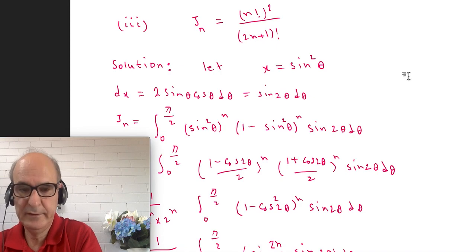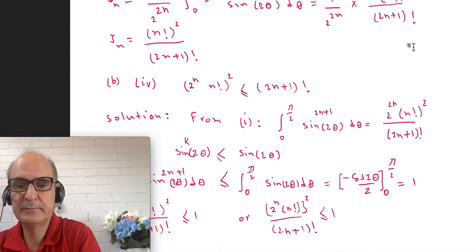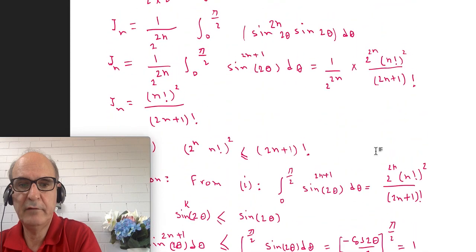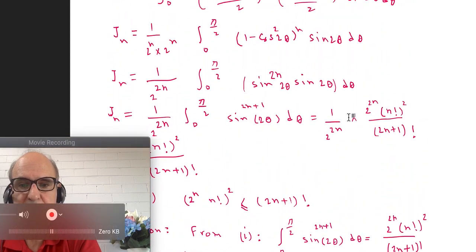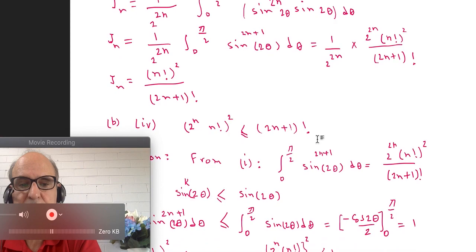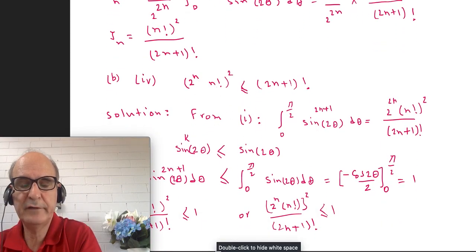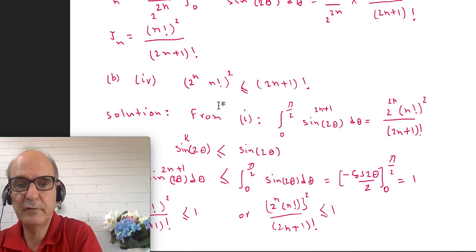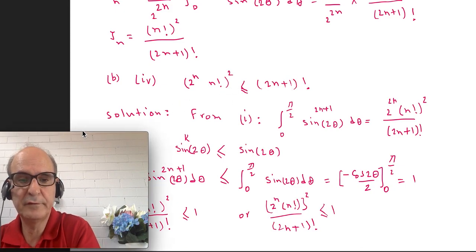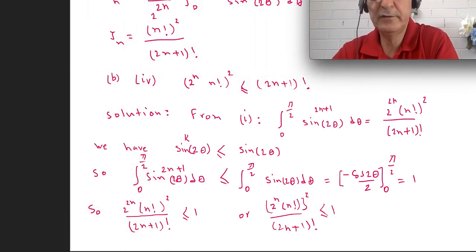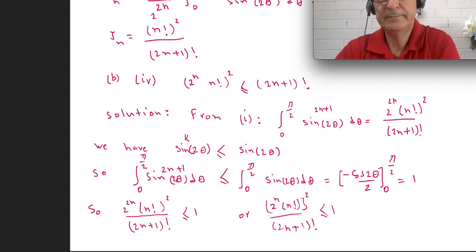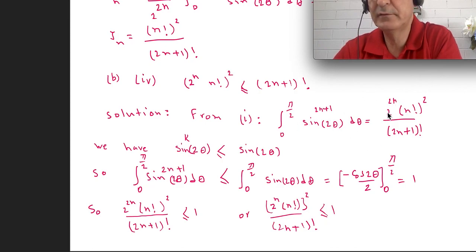Alright, and at the last part, we are asked to prove that 2 to the power of n times n factorial squared is less than or equal to 2n plus 1 factorial of 2n plus 1. Okay, let's see how we can do that. From part I, we had this. This is the very first thing we proved in part B.